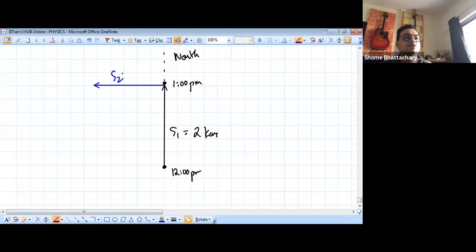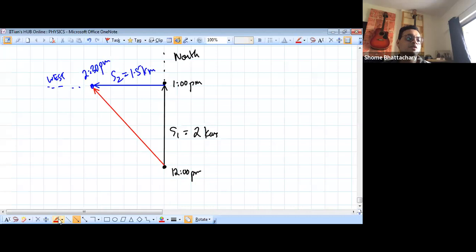So he makes a displacement of magnitude 1.5 kilometers, but this time pointing west. So he reaches this position at 2:30 p.m. Now go by the definition. What will my net displacement be? Displacement is defined as the straight line joining the initial to the final position. So that will be nothing but this.